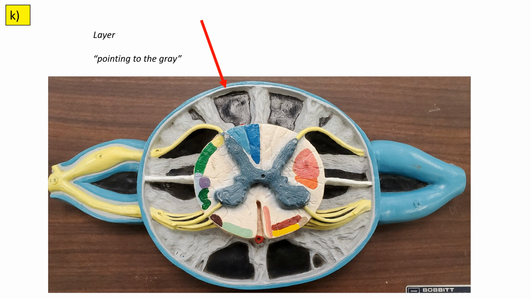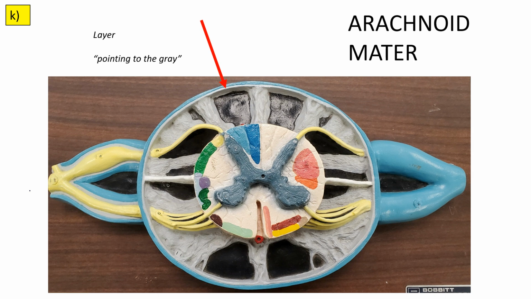The gray layer that I'm pointing to just beneath the blue is called the arachnoid mater. So it's all of this gray that goes all around, all of this gray right here. You can see it right here, all of this gray. That is all arachnoid mater, and it's called that because it kind of does look like a bit of a spidery web.